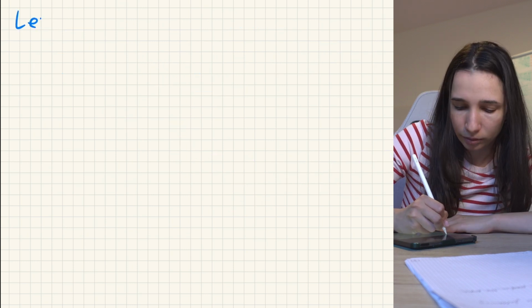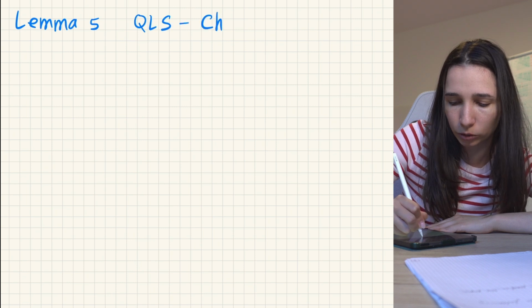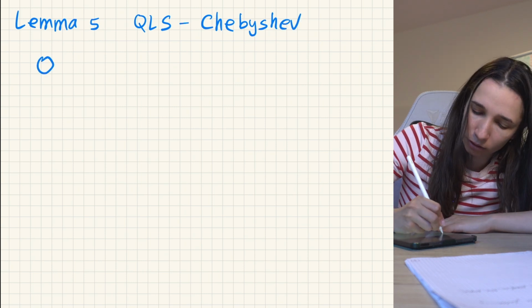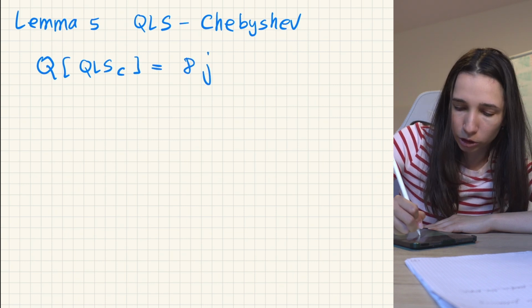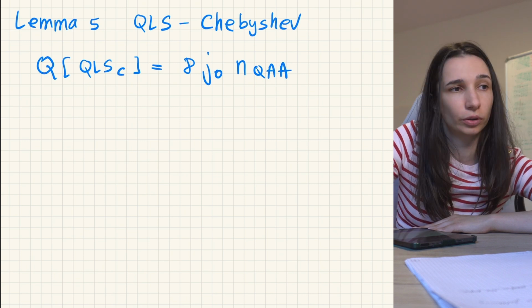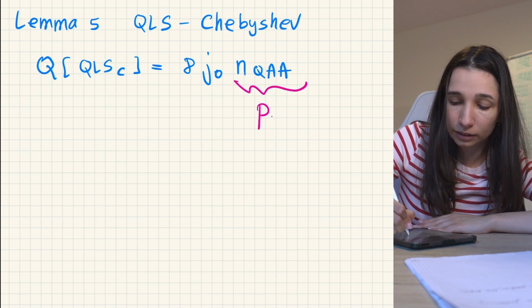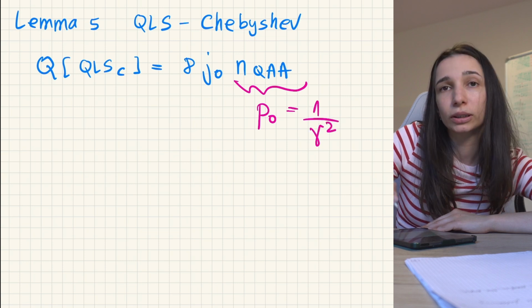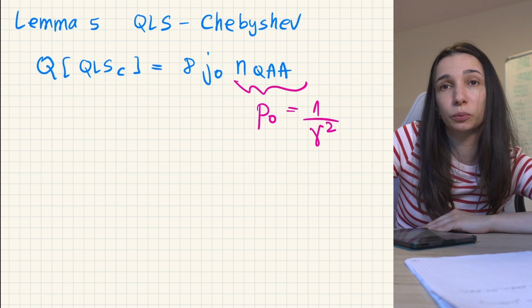Then we have Lemma 5, in which we have the quantum linear solver based on Chebyshev polynomials. And the cost looks something like this. The query cost of the QLS Chebyshev is given by 8 times sum G0 and the quantum amplitude amplification overhead. Where again, here we have another different probability. I will name it here 1 over gamma squared, because I don't want you to confuse it with the alpha that was before, but in the paper it's denoted as alpha as well.